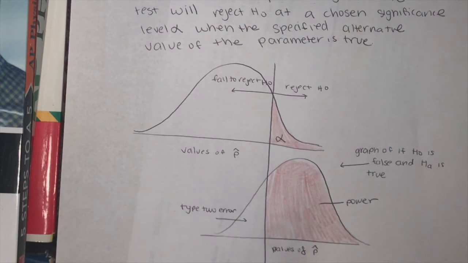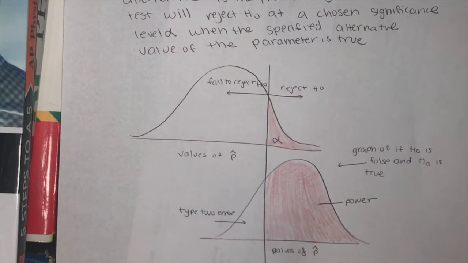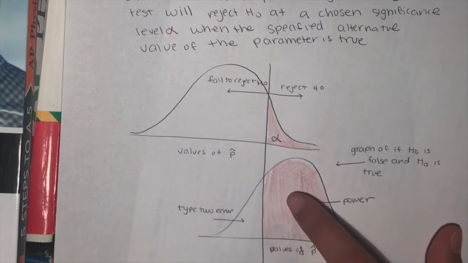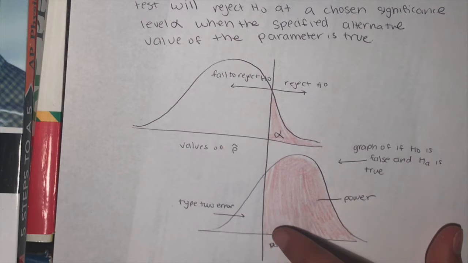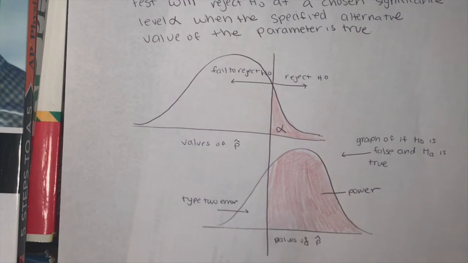However, if you graph a normal curve, assuming that the alternative hypothesis is true, this area under the graph shows the power. And it is important to remember power and type 2 errors are complements, and power can be increased by increasing sample size, effect size, and alpha level.